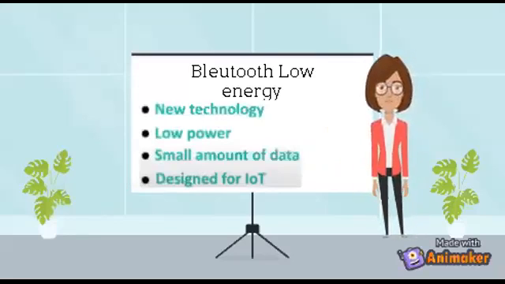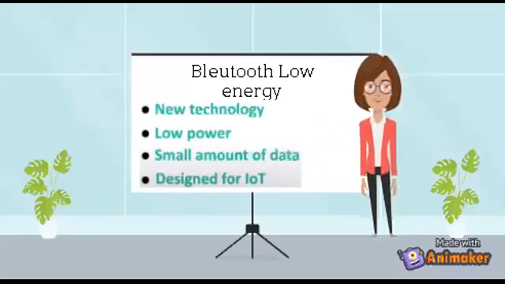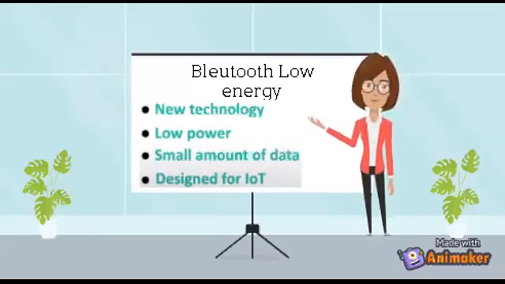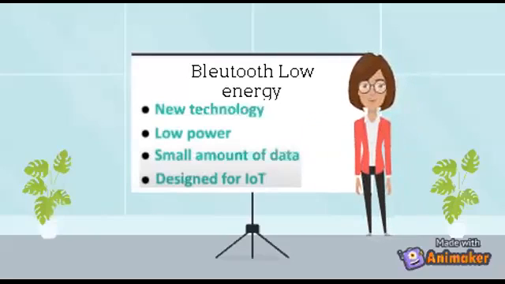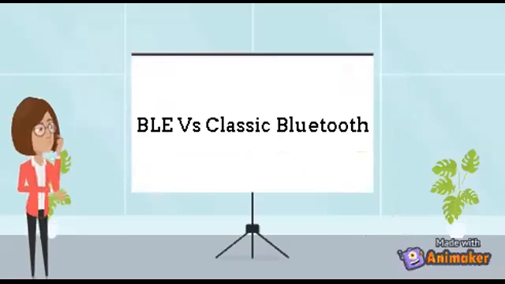BLE was introduced in 2010 as part of the Bluetooth 4.0 specification. BLE is a new technology that is designed for the IoT with a very specific use case: to transmit small amounts of data at lower speeds while consuming very little energy. BLE operates at the 2.4 GHz ISM band, the same spectrum as Bluetooth Classic.